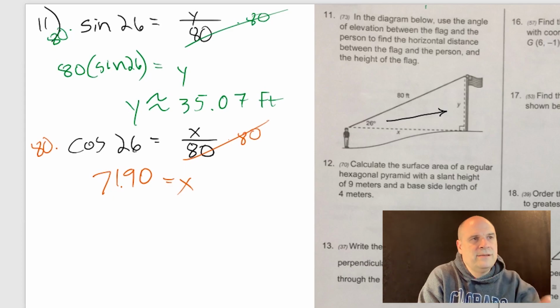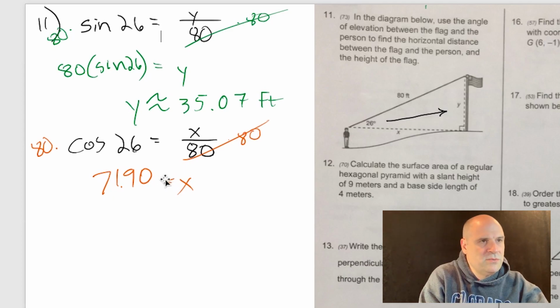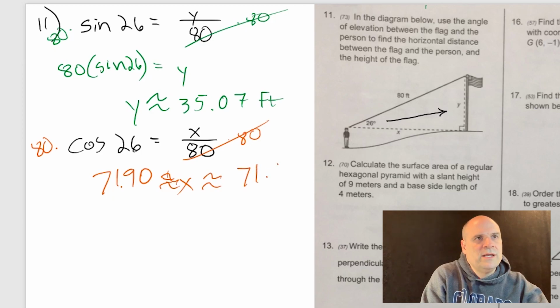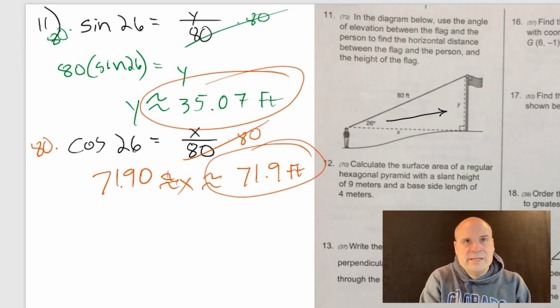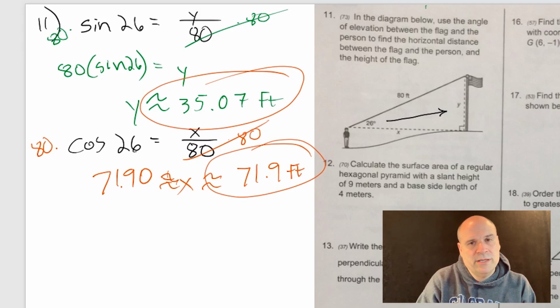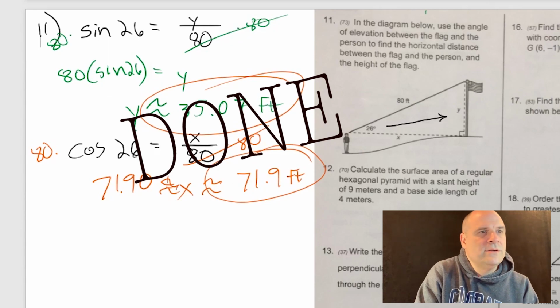71.90-ish. Okay? And that's an approximation because we rounded. Now that looks ugly. X is approximately 71.9-ish feet. So our height of the flag is 35-ish feet, and the distance between that dude's head and the base of the flagpole, whatever, 72 feet, approximately. Congratulations. Okay, so number 12.